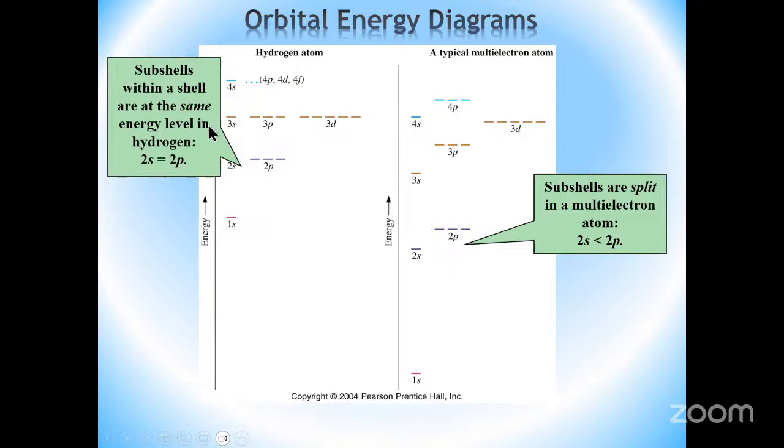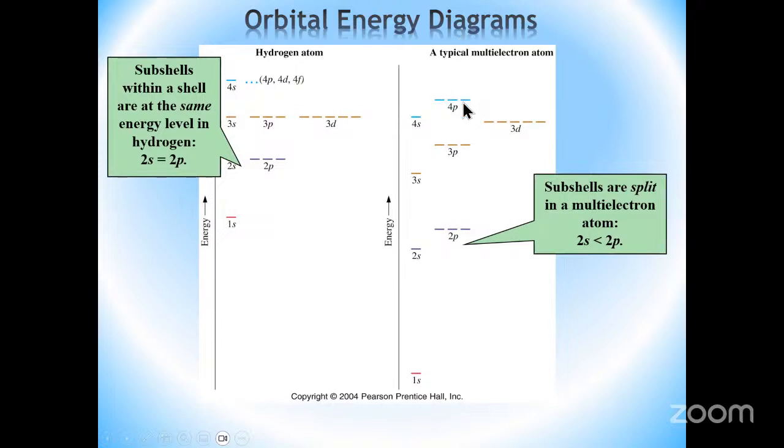And the same is true for the third shell. These are the orbitals: 3s lower than 3p, lower than 3d. And in the case of the fourth shell, the 4s will be lower than 4p, which will be lower than 4d, which is not shown, which will be lower than 4f, which is also not shown, all right? So that's the big difference between a one-electron structure like the hydrogen atom and a typical multi-electron atom.